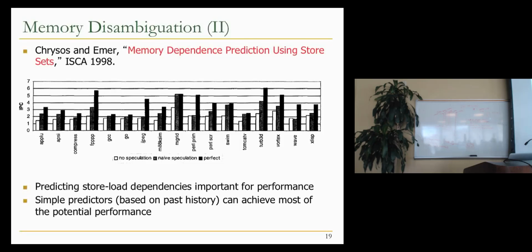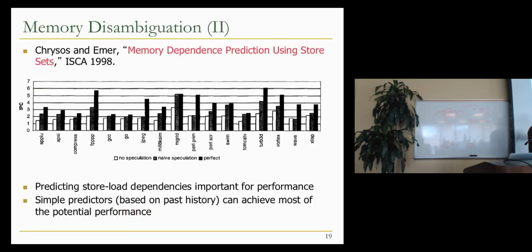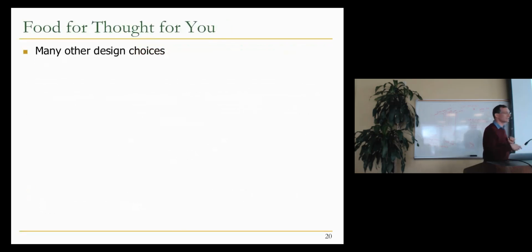Okay. Well, Perl's performance doubles by doing perfect prediction. And this paper describes a mechanism where you get very close to the perfect. That was the Alpha 21364 predictor. Basically the takeaway is that predicting store-load dependencies is important for performance, and simple predictors based on past history can achieve most of the potential performance. It's not shown in this figure, but it's shown in this paper.